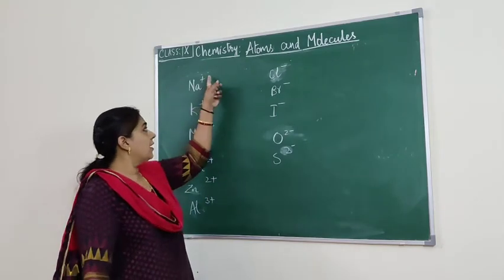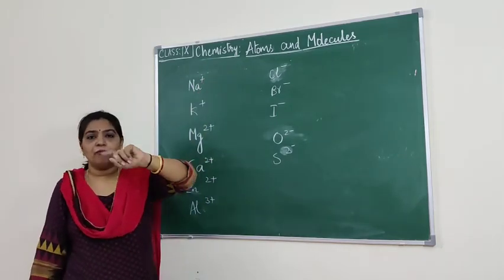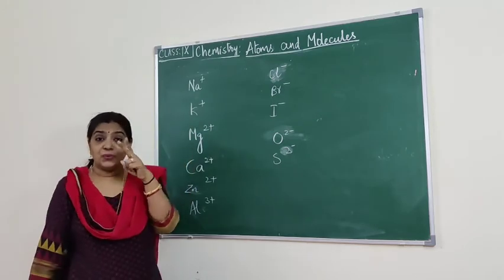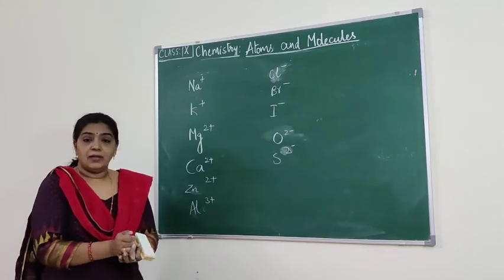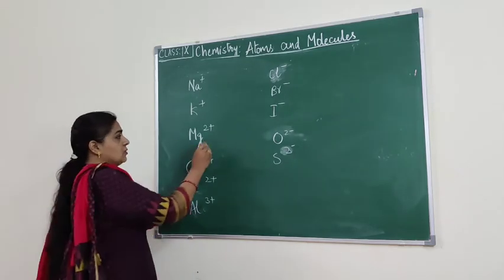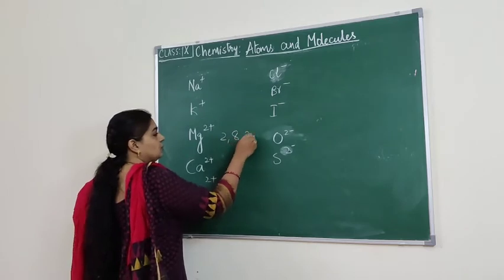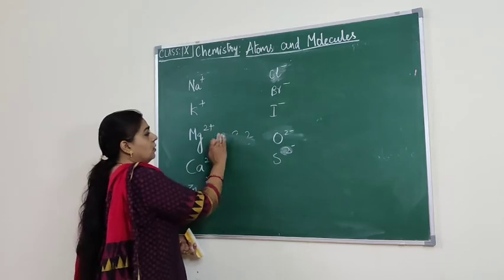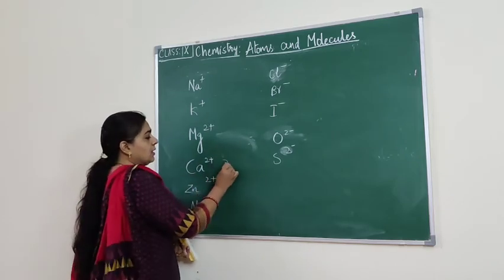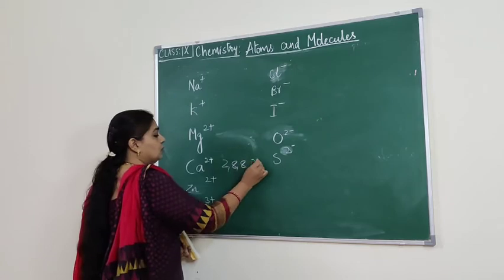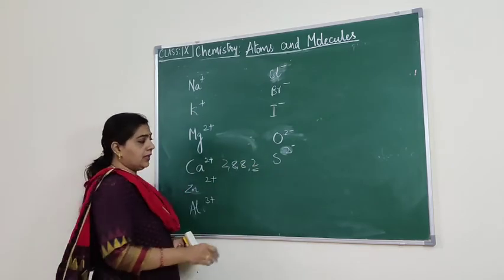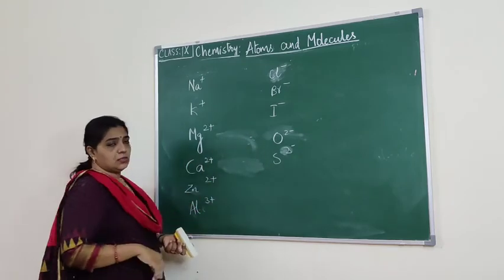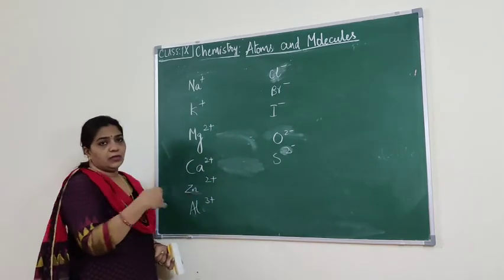So here sodium, when I write plus, it means it gives only one electron. Potassium also gives one electron. Magnesium gives up two electrons because you know very well the atomic number of magnesium is 12, so it will be 2, 8, 2. So it has to give up those two electrons, and as it gives up two electrons, we write 2+. Calcium is the same thing, it is 2, 8, 8, 2. Atomic number 20, outermost is 2, so it will give off that 2 and becomes 2+. Zinc also gives off 2 electrons.